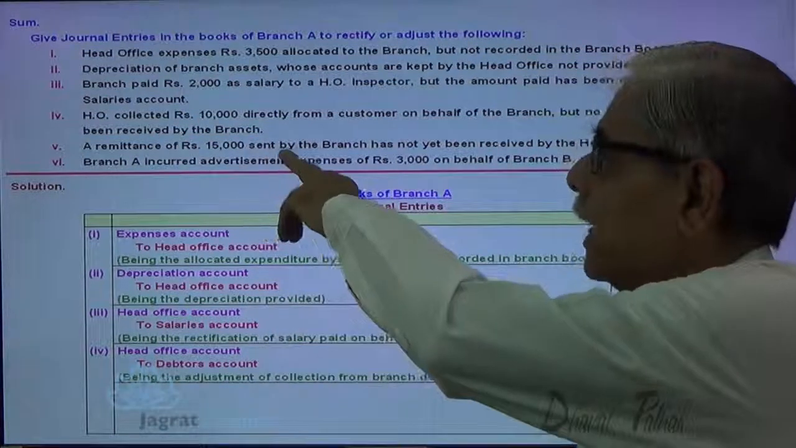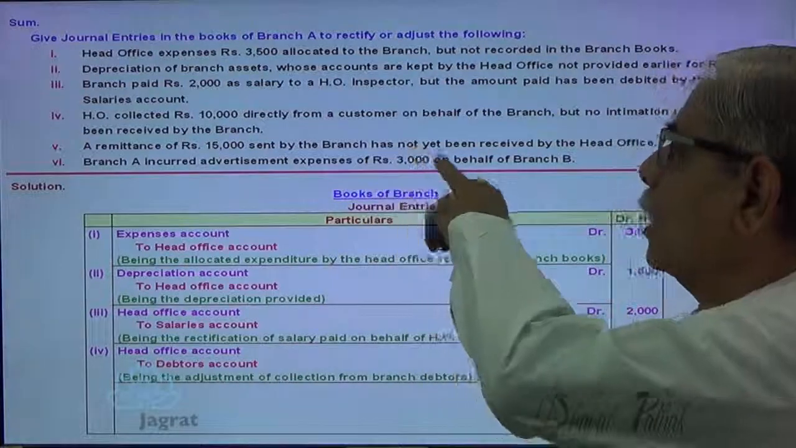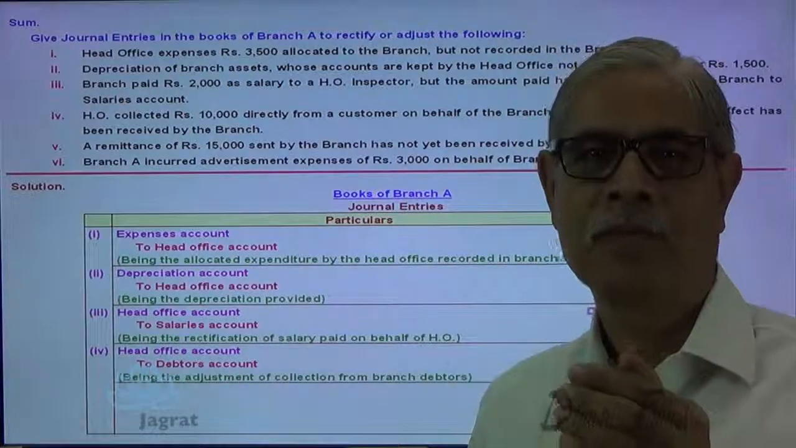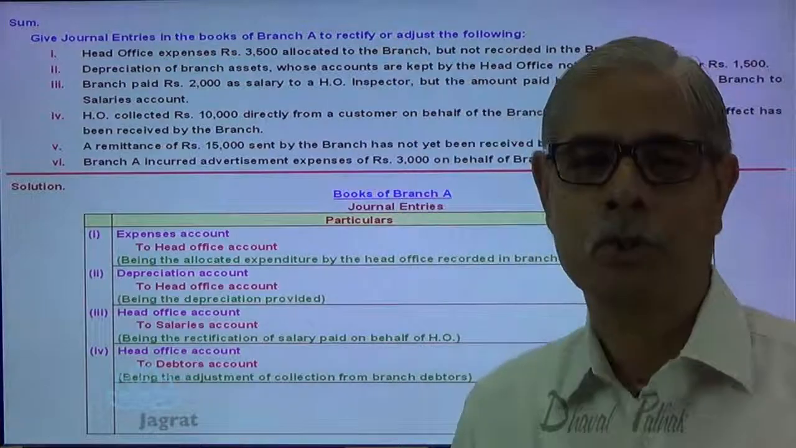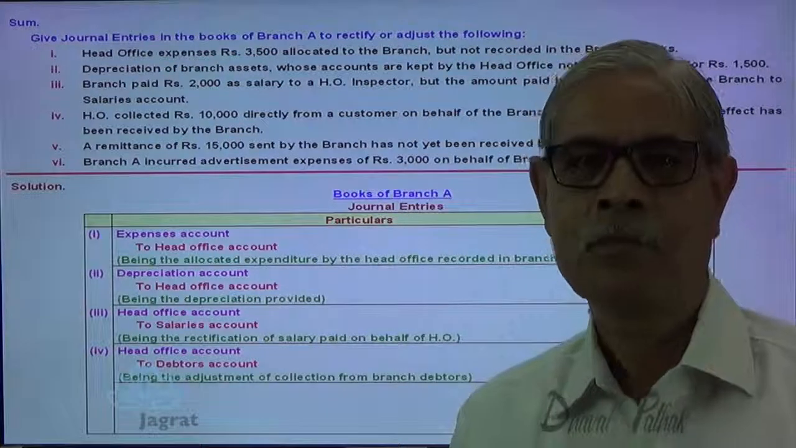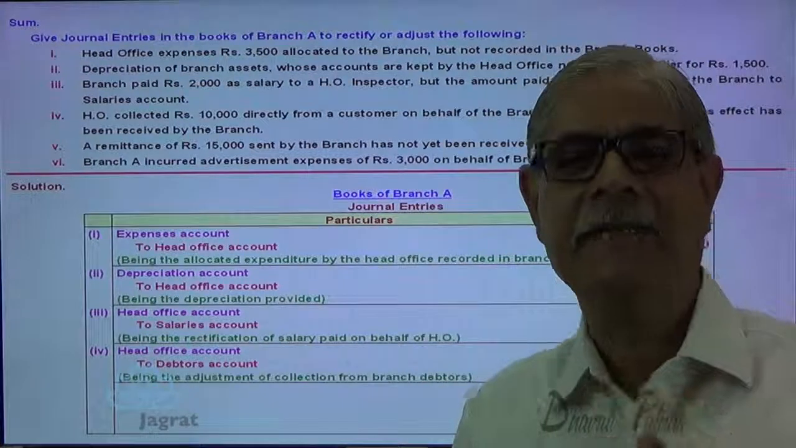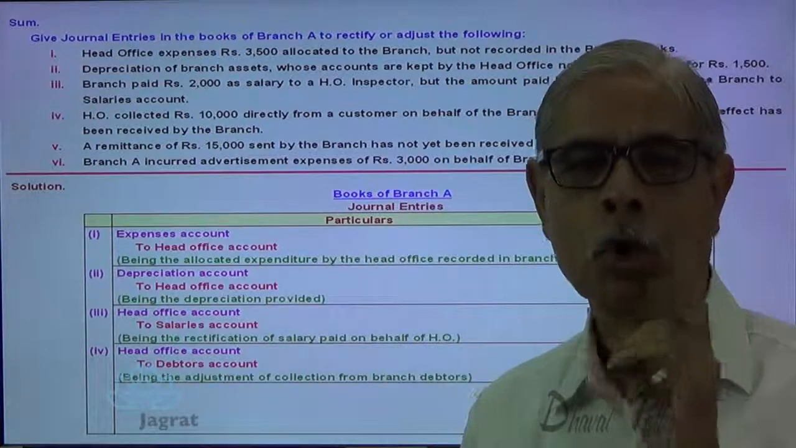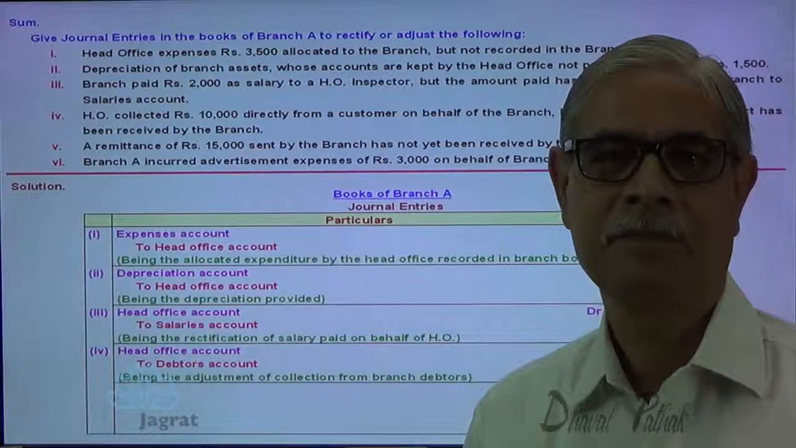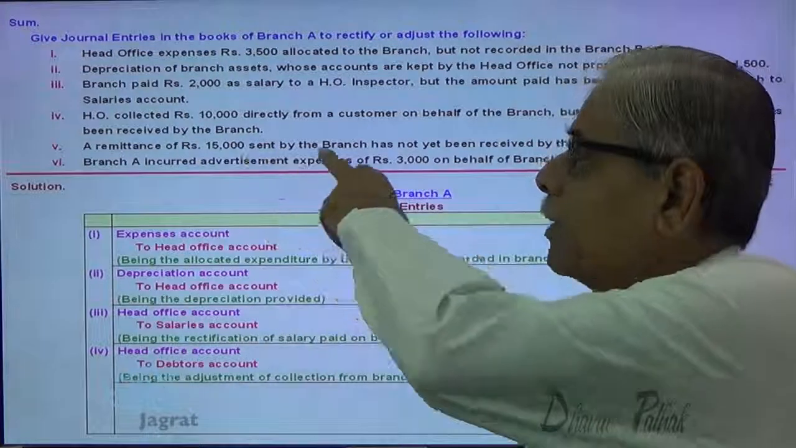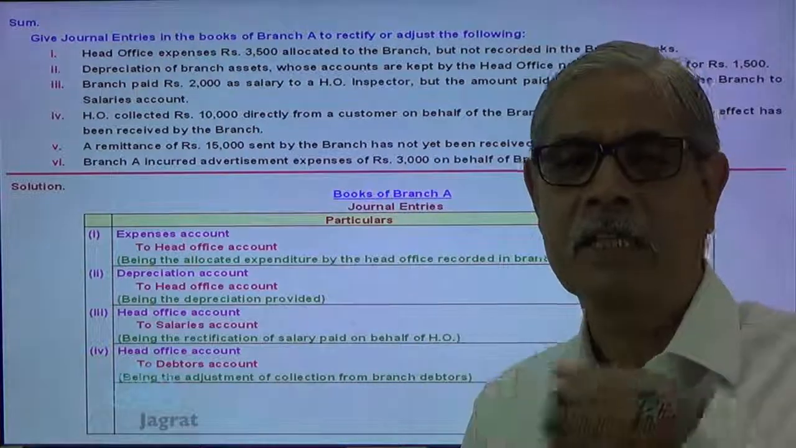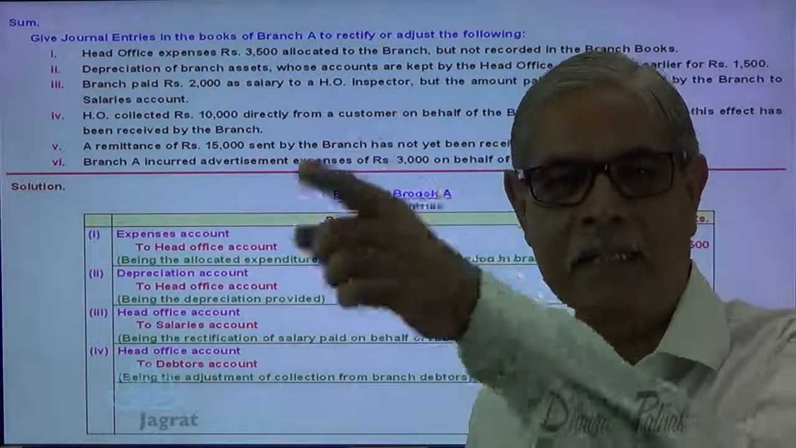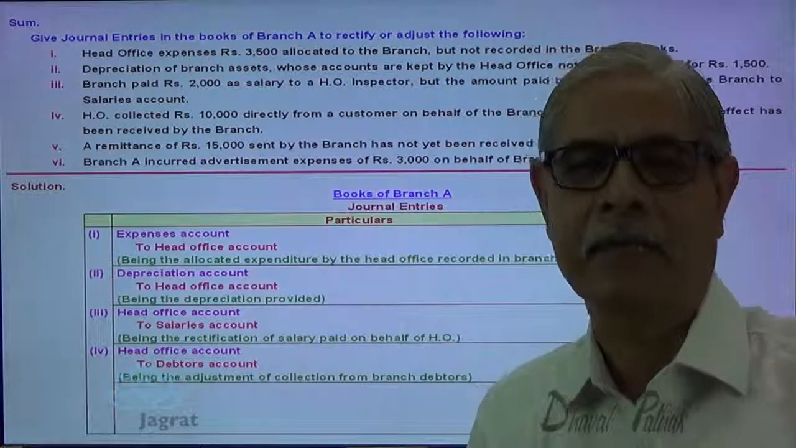Remittance of 15,000 sent by branch has not yet been received at HO. So cash is sent by branch. By the end of the year, it is not received by HO. So cash is in transit. Remember, cash in transit or goods in transit entry, the adjustment entry is to be recorded always at the receiver's end. So here remittance of 15,000 sent by branch. So branch is the giver, not the receiver. HO is the receiver. So adjustment entry will be recorded at the receiver end. So HO will record this entry for cash in transit.